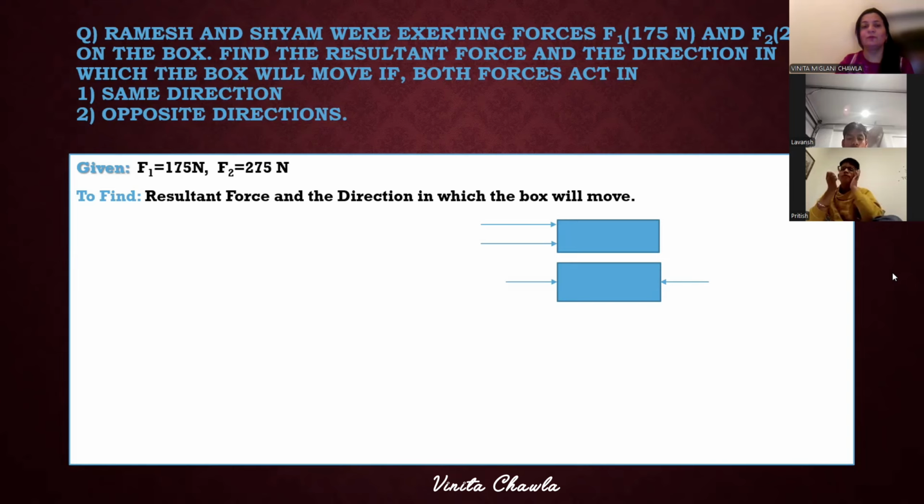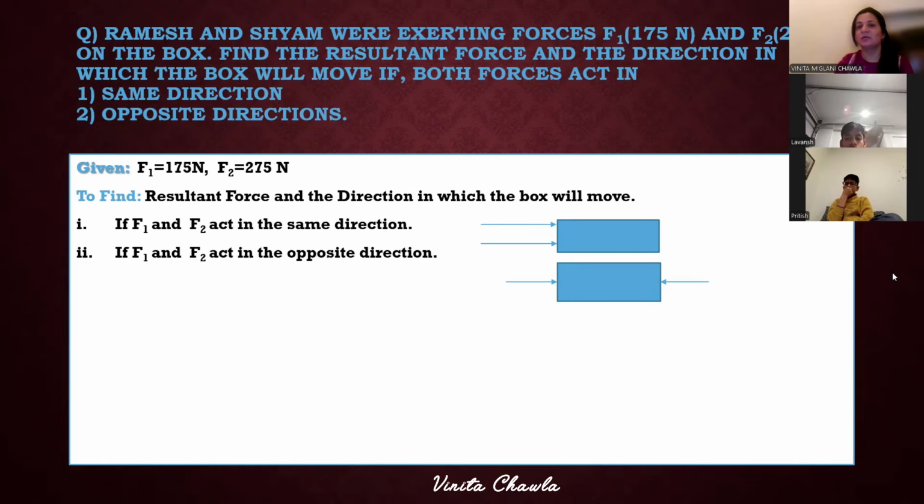All right. So if the forces are acting in the same direction, then there is no doubt that the object will move in the same direction where the forces are exerting on the object, right? But if the forces are acting in the opposite direction, then in that case, the object will move towards the force with greater magnitude. The one who is applying the greater force, the object will move in that particular direction, right?